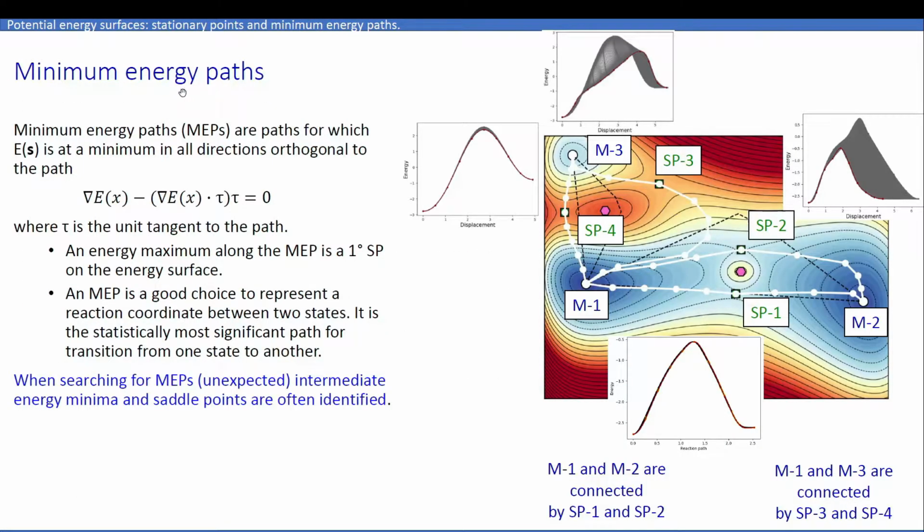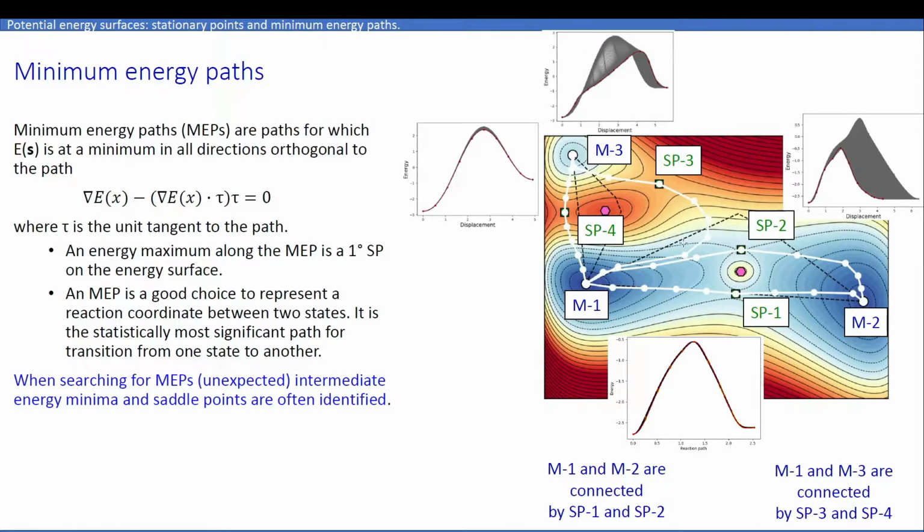Moving on to minimum energy paths. Minimum energy paths are usually a good choice to represent the reaction coordinate as the system moves from one minimum to another. These are paths for which the energy is at a minimum in all directions orthogonal to the path. On the Leps potential energy surface, you see that we have three energy minima, M1, M2, and M3. They are connected through four minimum energy paths, which are shown here by these white dotted lines.